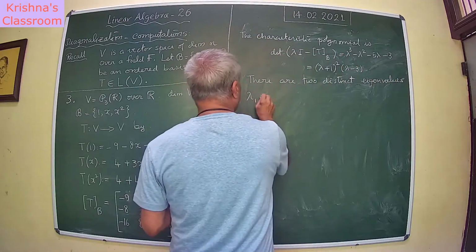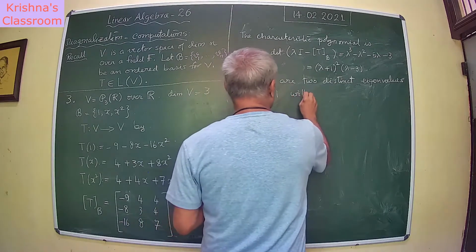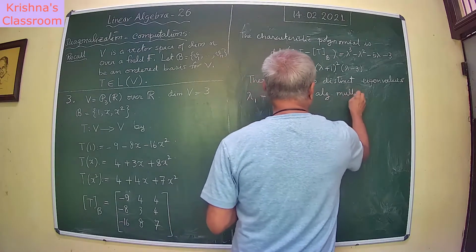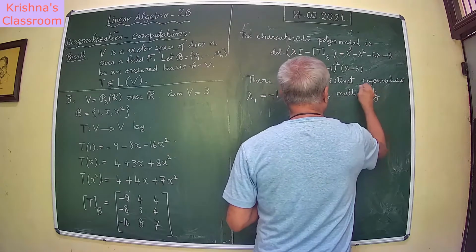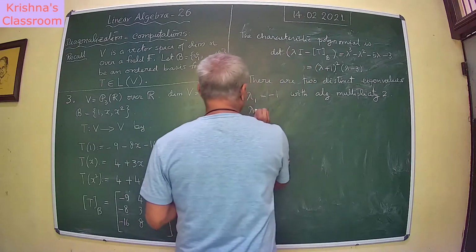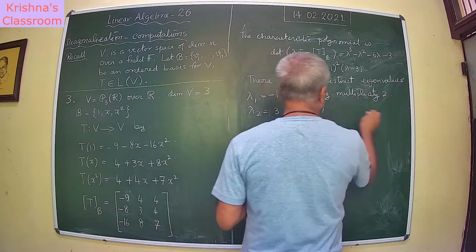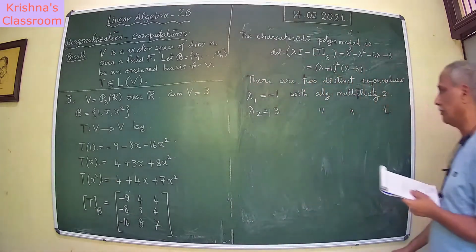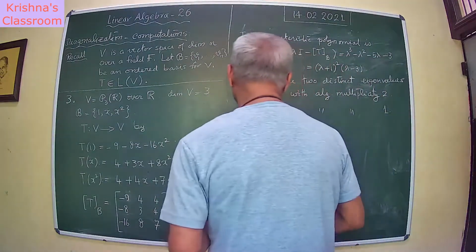Lambda 1 equal to minus 1 with algebraic multiplicity two, and lambda 2 equal to 3 with algebraic multiplicity one. There are two eigenvalues. Now let us compute the eigenvectors corresponding to that.